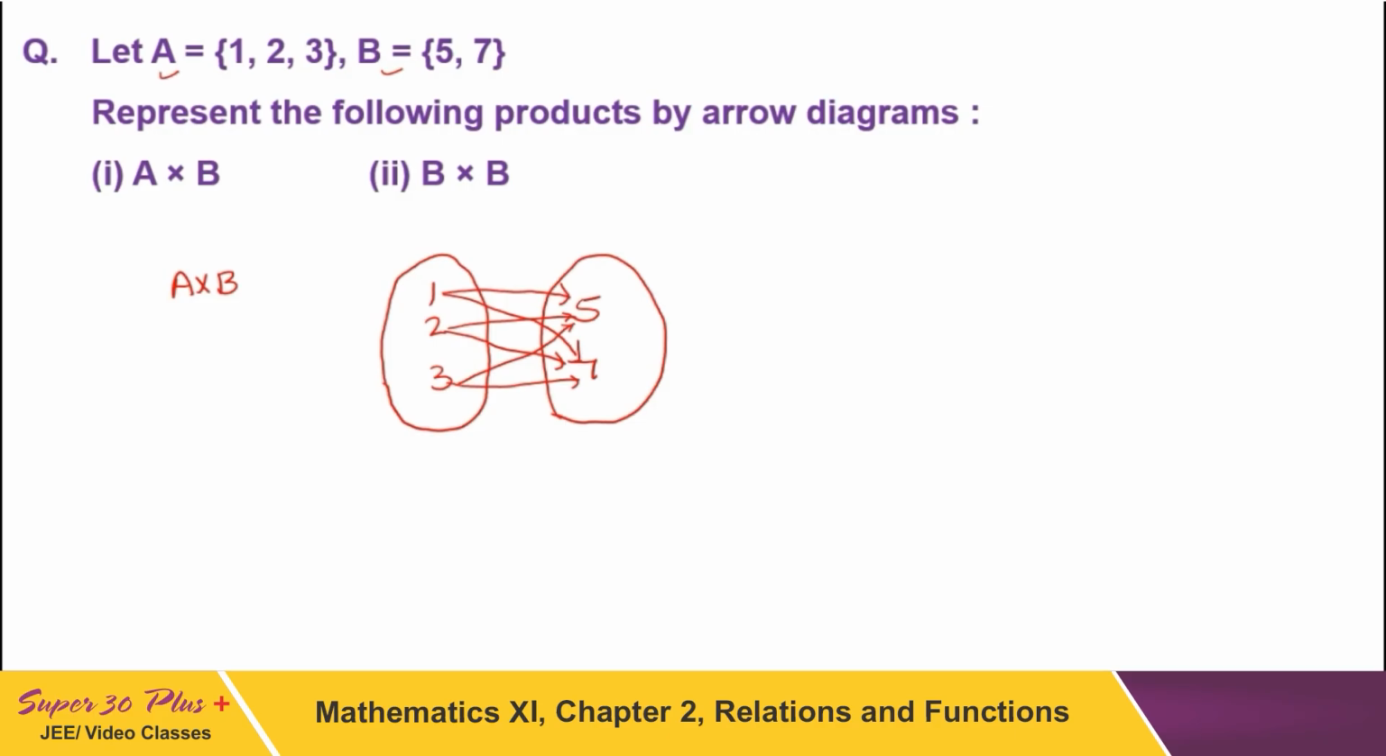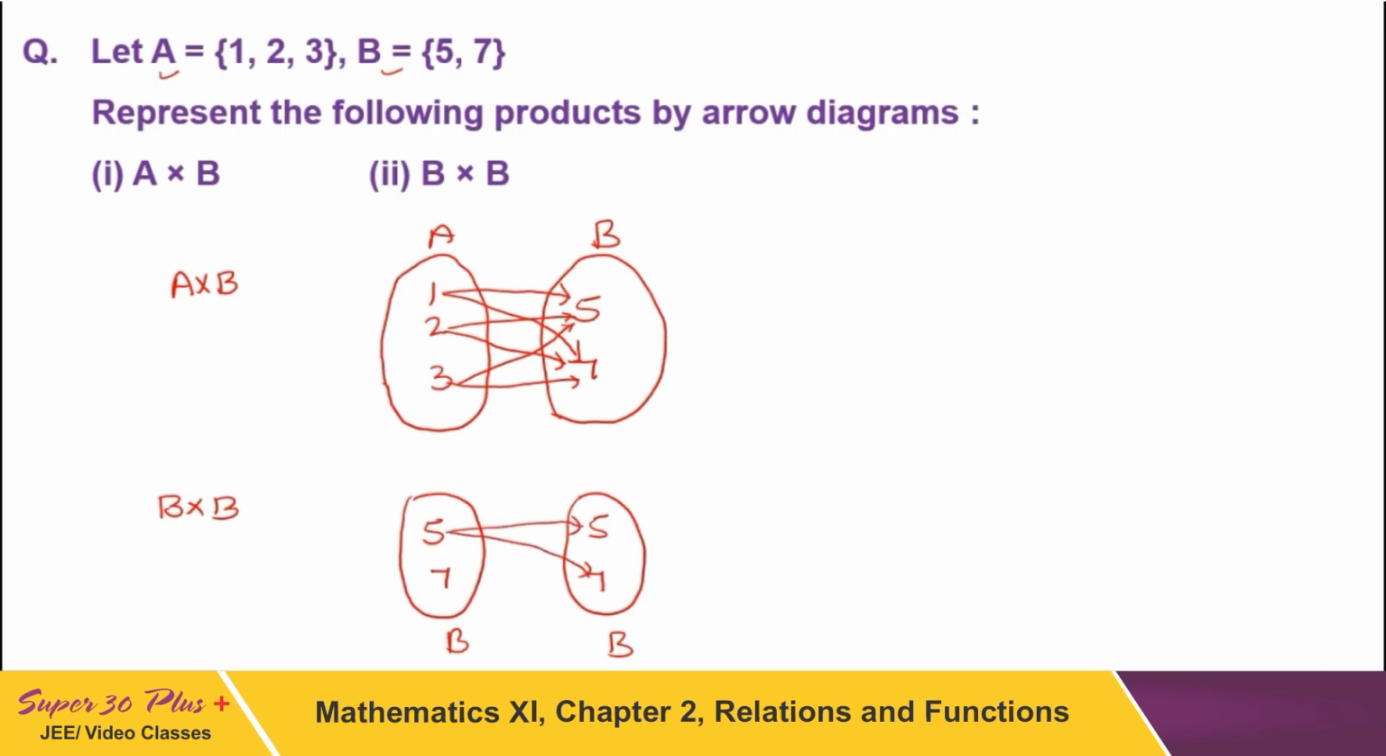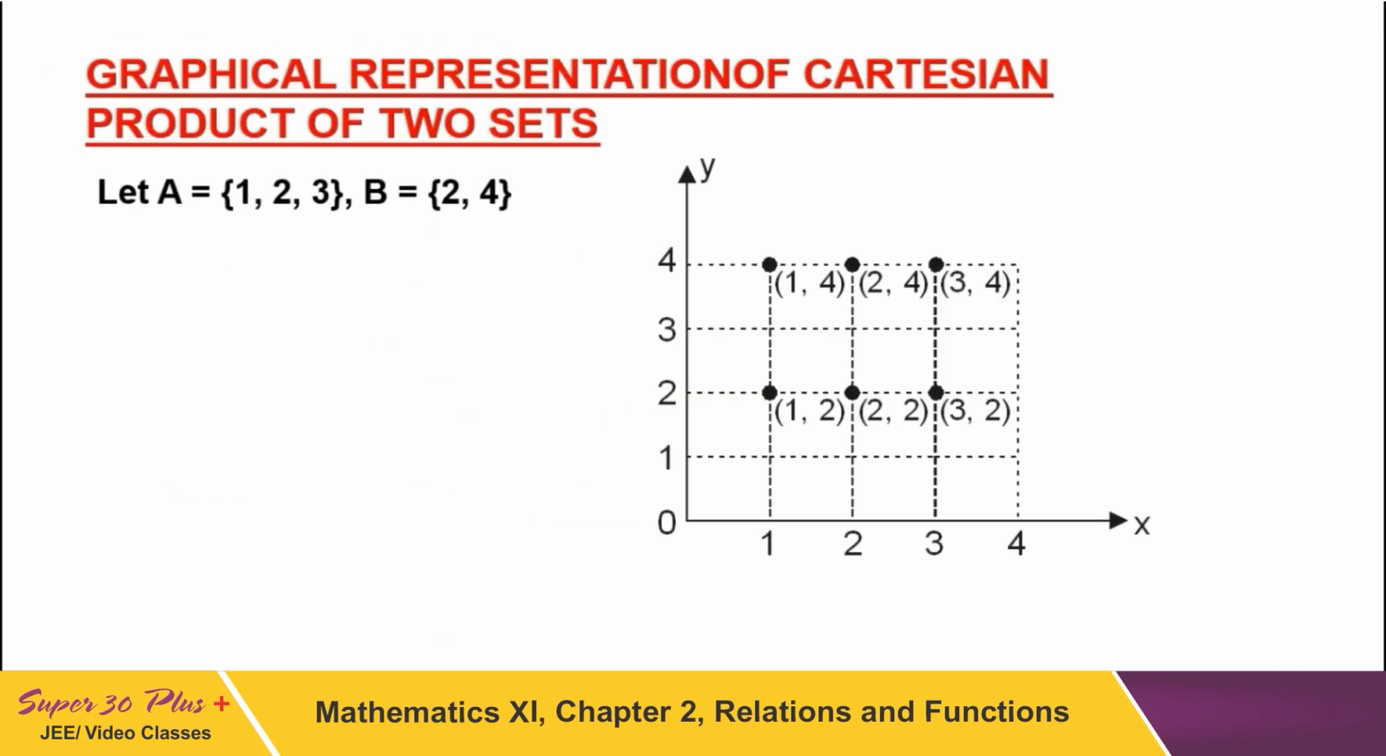Now how can we represent B cross B? B cross B can be represented as follows: here is set B and set B, with 5, 7 and 5, 7. 5 to 5, 5 to 7, 7 to 5, and 7 to 7. This is the representation.